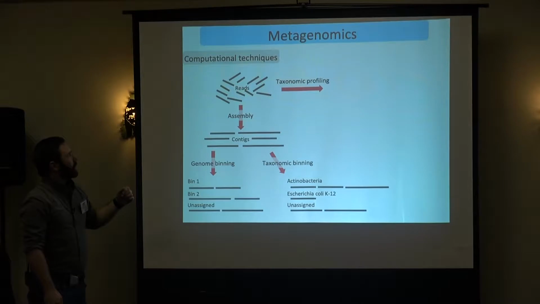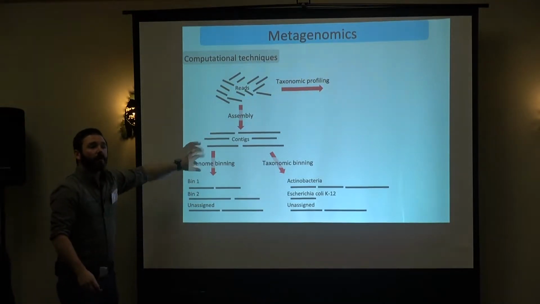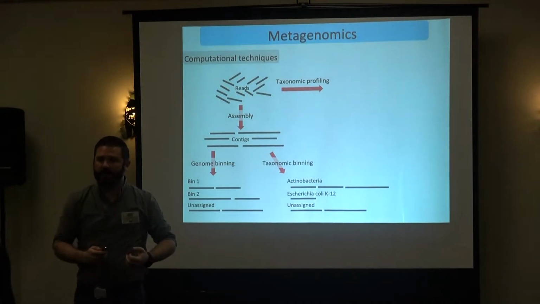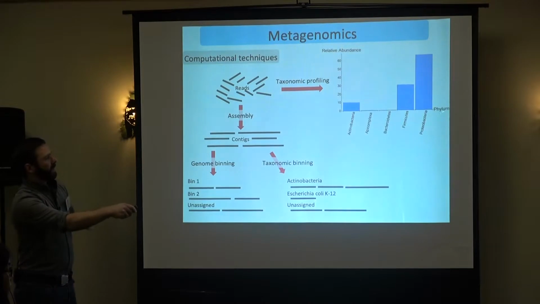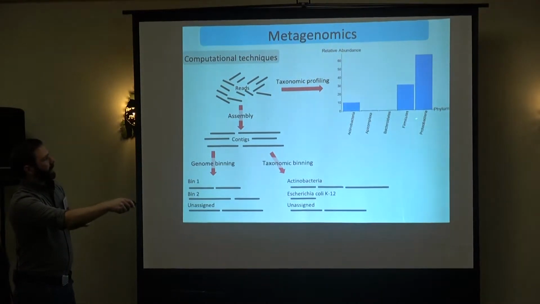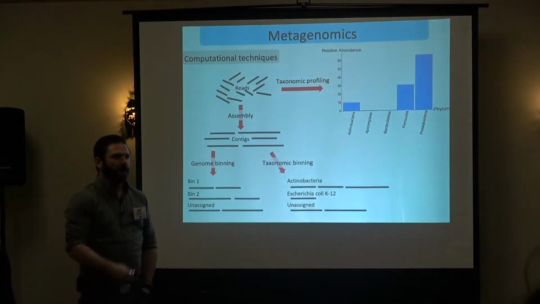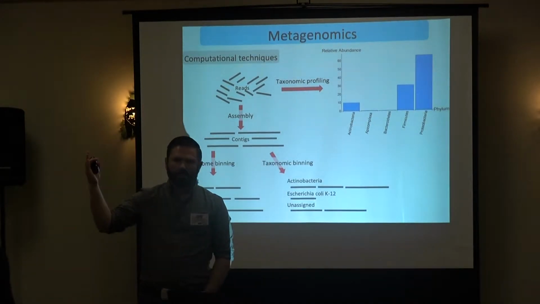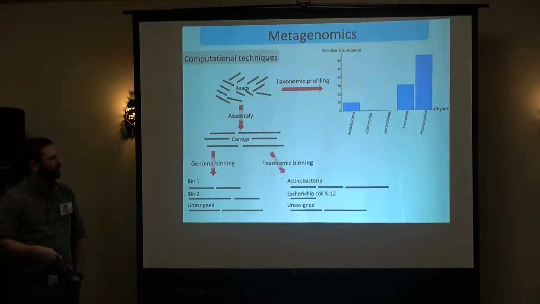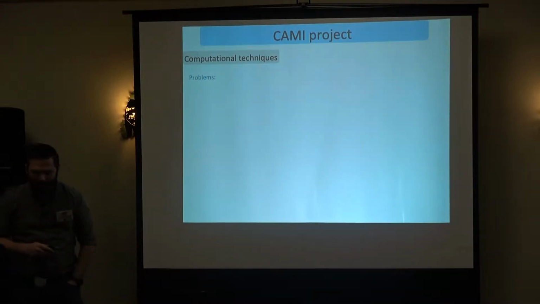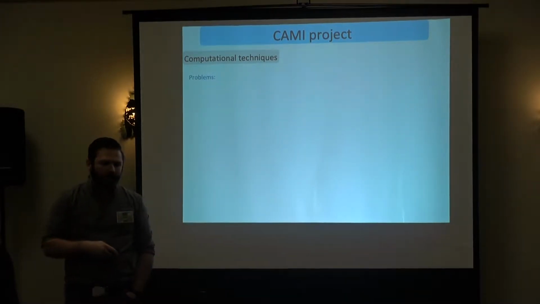Another, or the fourth major computational technique in metagenomics is this thing called taxonomic profiling. You don't care about assembly. What you care is who's present in the sample, what's the relative abundance of the organisms there. So, for example, at the phylum level, you get the relative abundance of the different organisms that are in your sample. By the way, feel free to interrupt me and ask questions at any point. I welcome it.